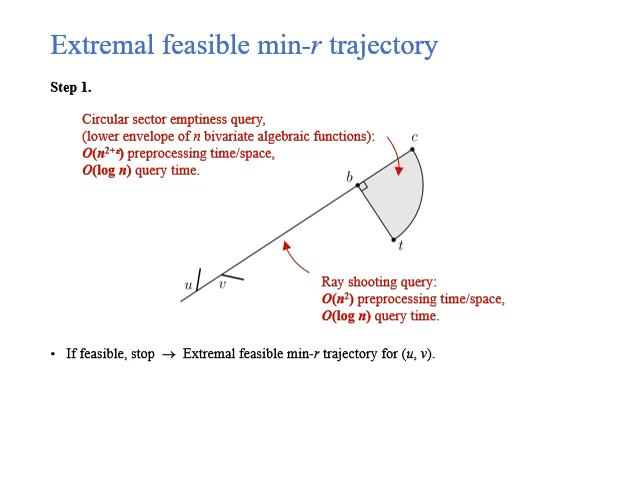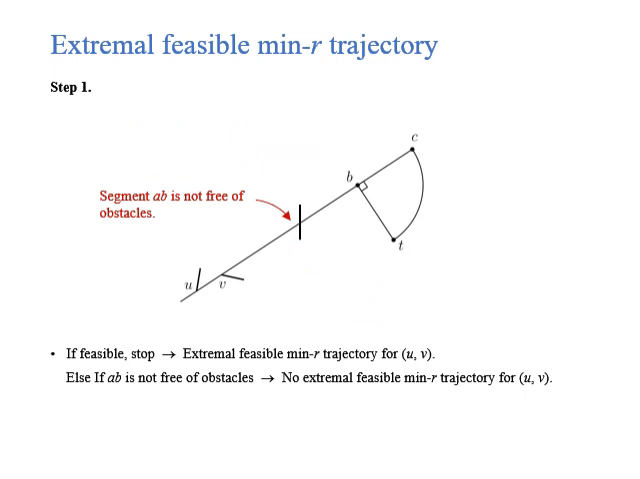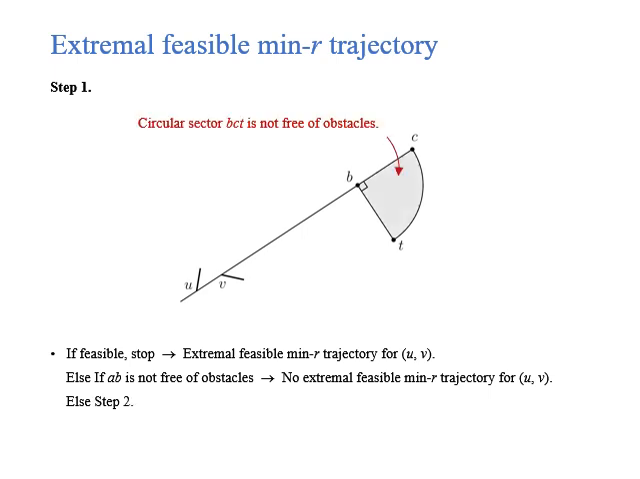If the trajectory is feasible, then we stop because we have found a feasible mean r trajectory where segment AB intersects U and V. If the trajectory is not feasible and AB is not free from obstacles, then there is no feasible mean r trajectory such that its segment AB intersects U and V. Otherwise, we are left with knowing that the circular sector BCT is not free of obstacles, and we go to step 2.